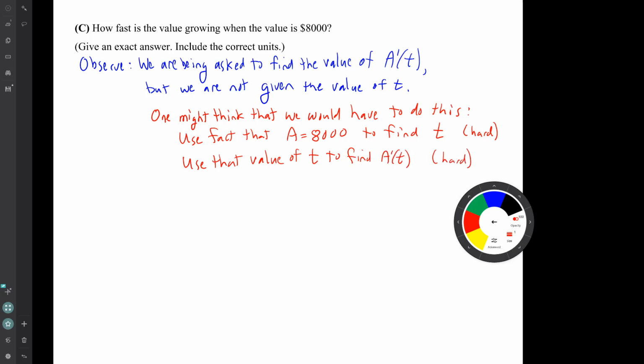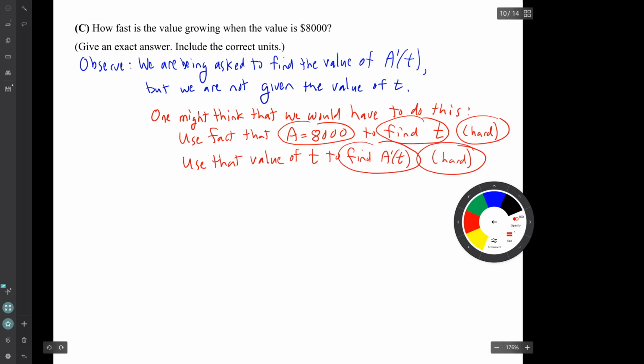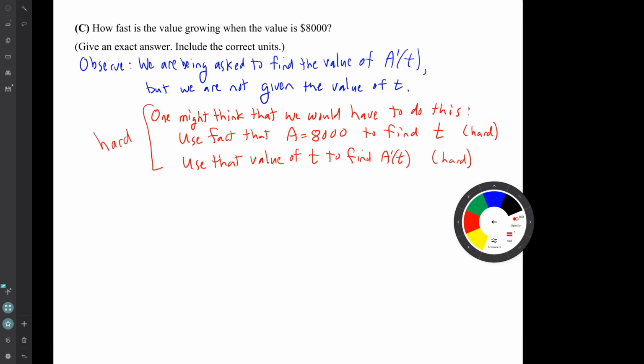So one might think that we have to use the fact that A is 8,000 to find the value of t. Turns out that's hard. And then one would use that value of t to find A prime of t. Well, that's also hard. So one might think we would have to do this difficult process. Well, the trick here is to not do that difficult process. The trick here is to remember what we know about A prime parentheses t.